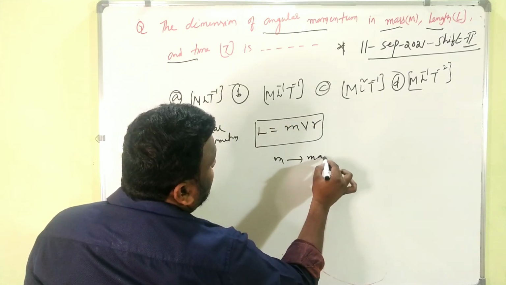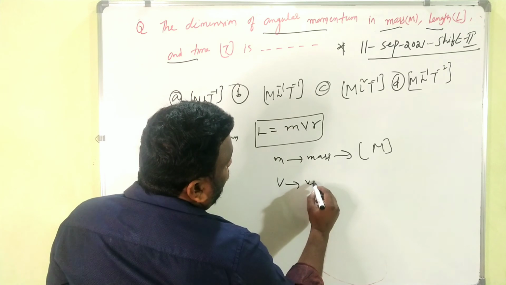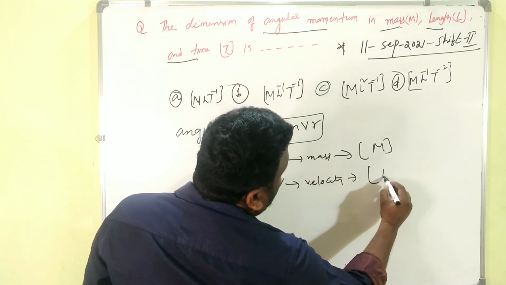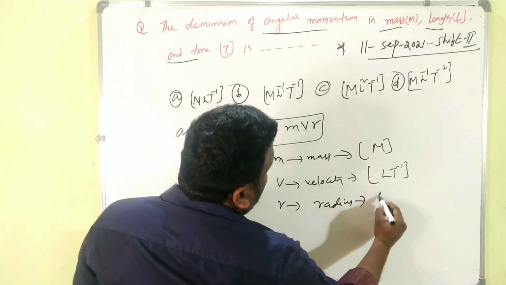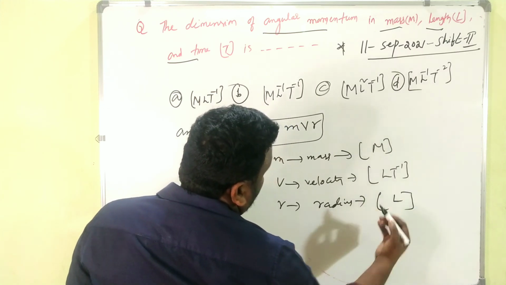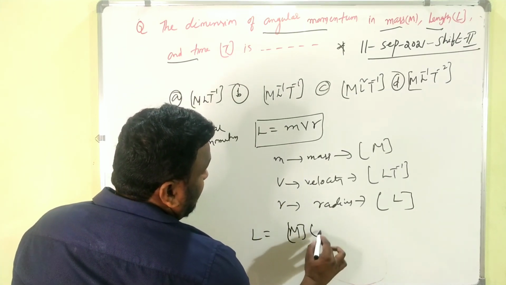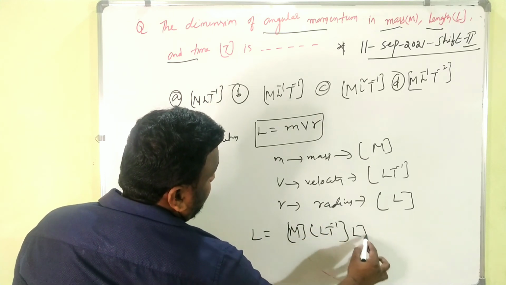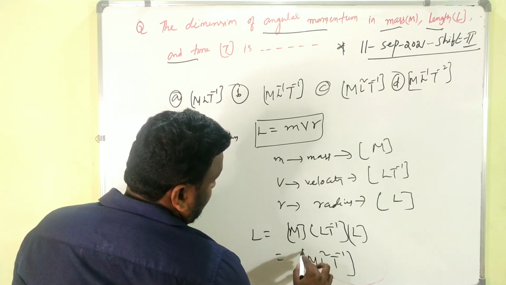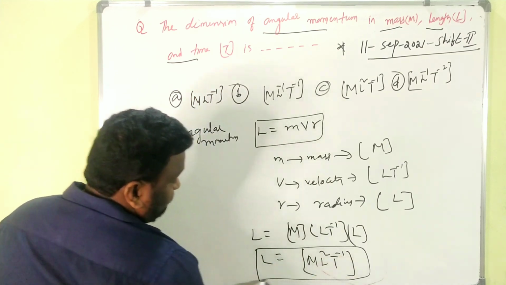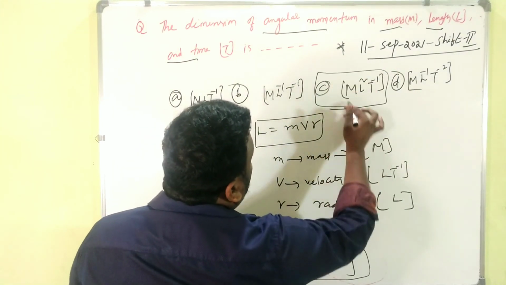What is m? Mass. Its dimension formula is M. And what is v? Velocity. Its dimension formula is LT inverse 1. And what is r? Radius. Its dimension formula is nothing but L. Then substitute here: L is equal to M into LT inverse 1 into L. Then what do you get? M L square T inverse 1. So this is the dimension formula of angular momentum, M L square T inverse 1. Among the four options, C is the correct one.